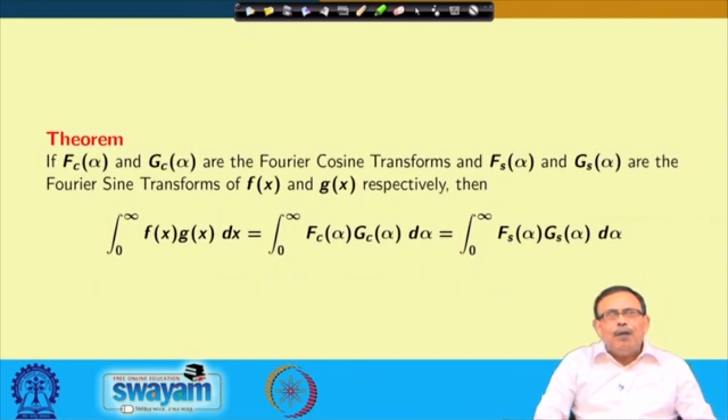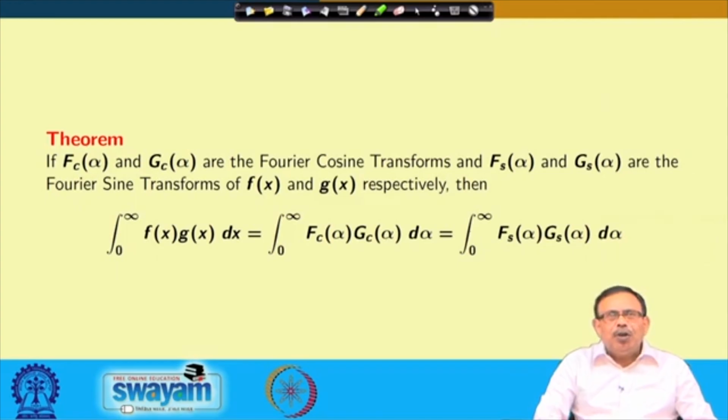You see, if capital F c of alpha and capital G c of alpha are Fourier cosine transforms and capital F s of alpha and capital G s of alpha are the Fourier sine transforms of f(x) and g(x), then integral 0 to infinity f(x) g(x) dx equals integral 0 to infinity Fourier cosine transform of f(x) into Fourier cosine transform of g(x) d alpha equals integral 0 to infinity Fourier sine transform of f(x) into Fourier sine transform of g(x) d alpha.